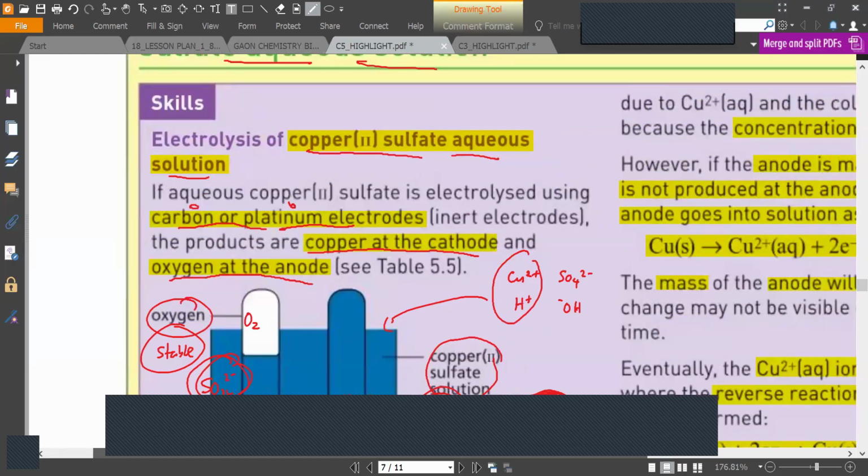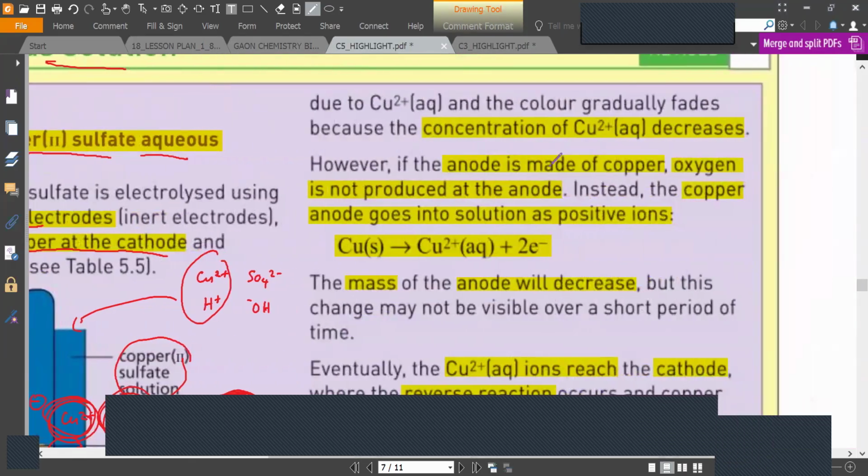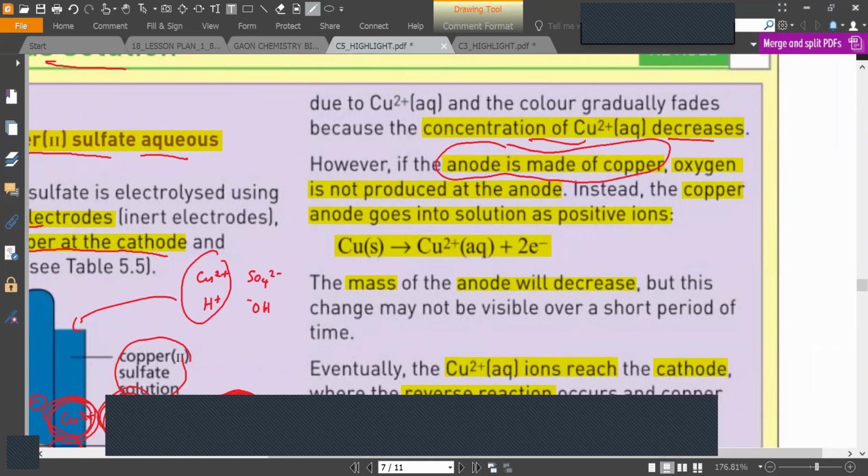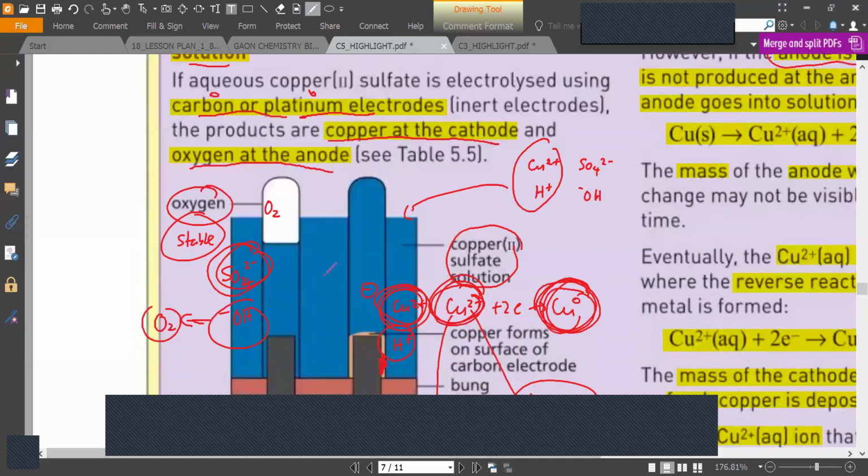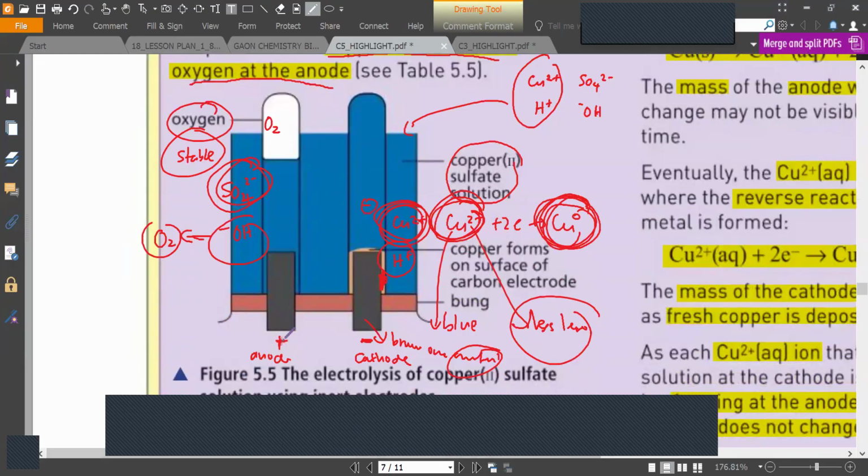Next. So the concentration of the copper ion is decreasing. Okay, if the anode is made of copper, what about it? Just now, this anode is made of carbon, so it does not interfere with the reaction. It's inert. How about if we change this electrode to copper?